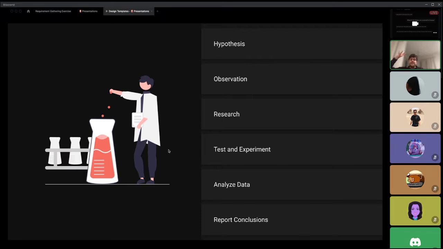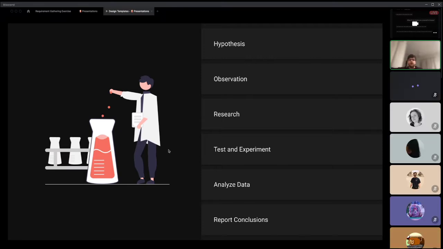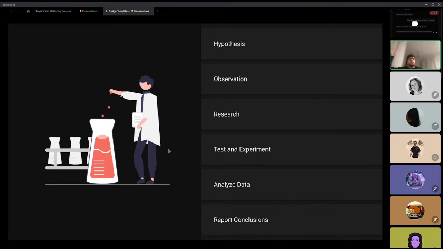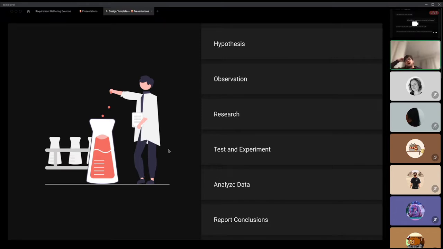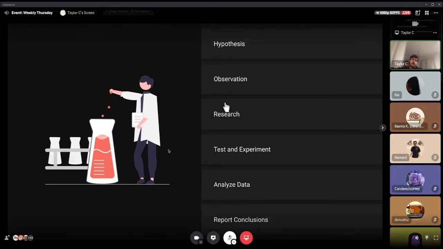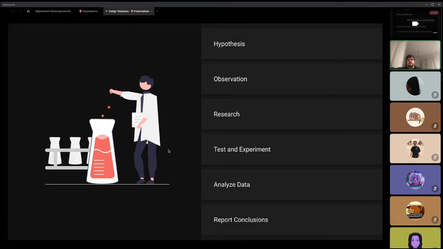They have a hypothesis, they see something that goes on in the real world, they perform some kind of observation. They say, well, we see this and we're gonna look more into it. They perform some kind of research around it to validate what they're seeing, or at least a research plan to get started. Then they test an experiment around that, so they may change variables that are of interest to them. They analyze the data and then they report their conclusions on if it was successful or not.